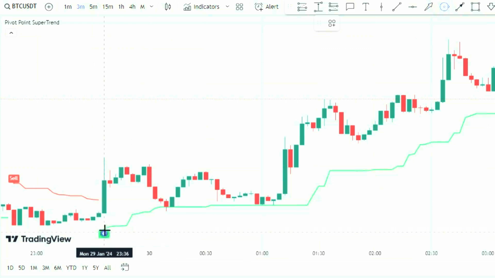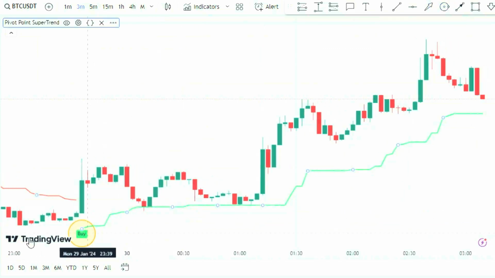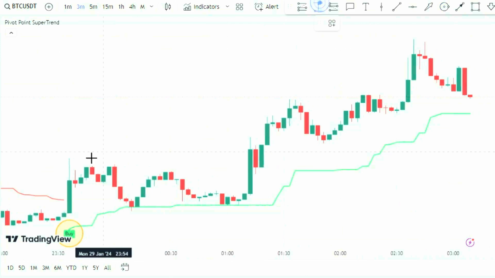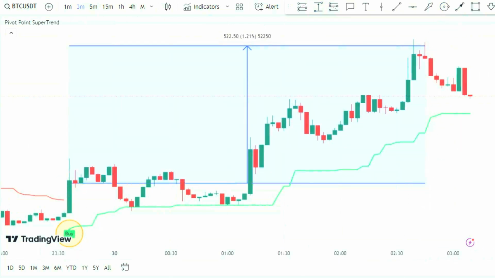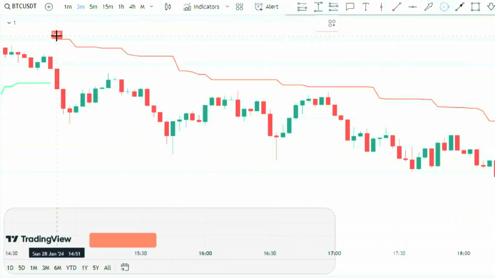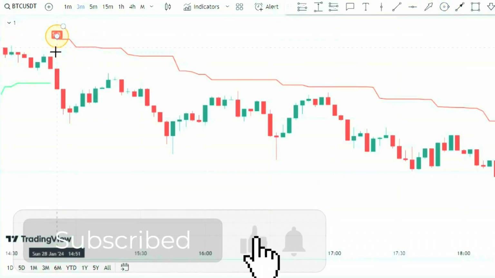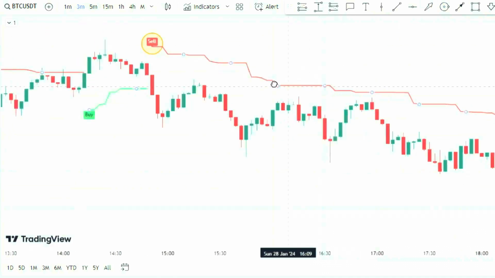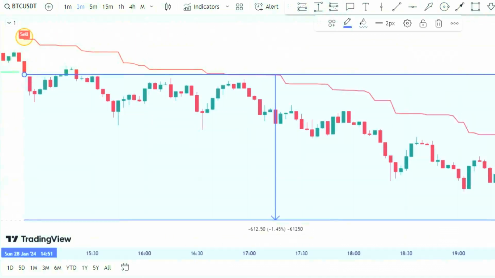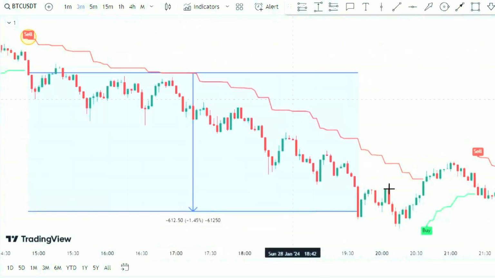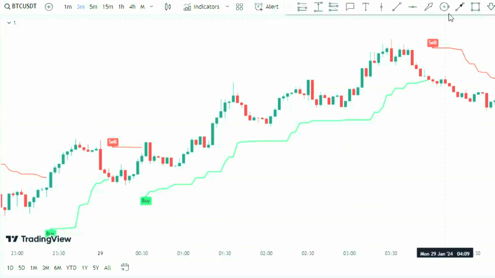This indicator is pretty straightforward. It clearly shows when to buy and when to sell. But hold your horses, because it can sometimes throw out signals that go against the trend.